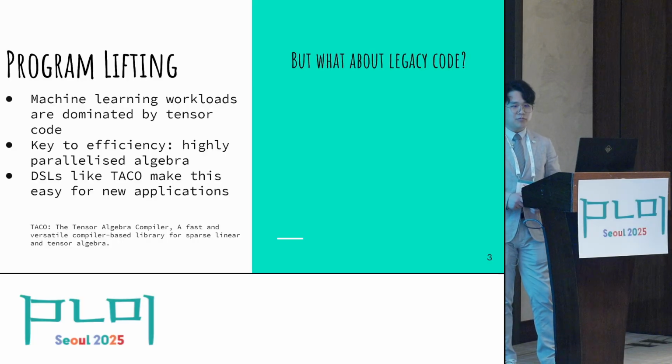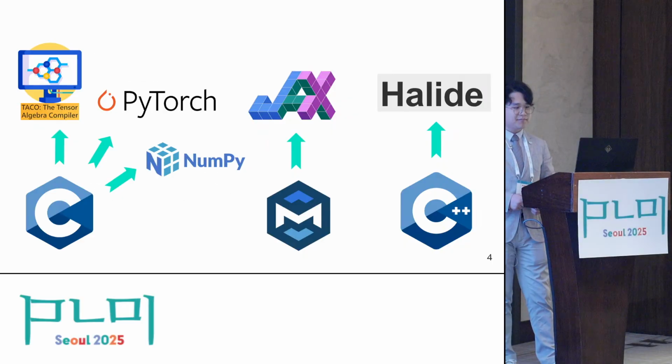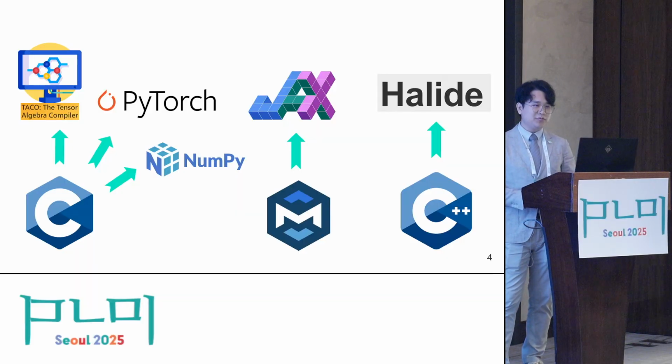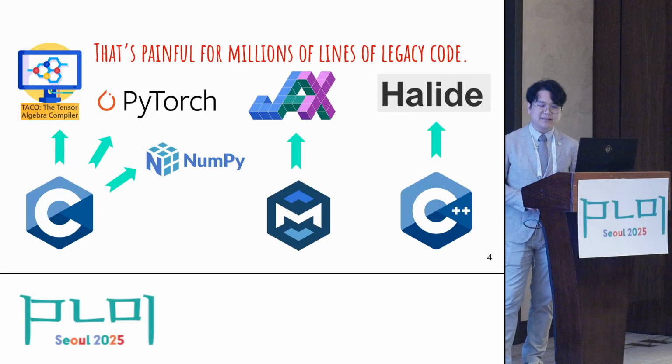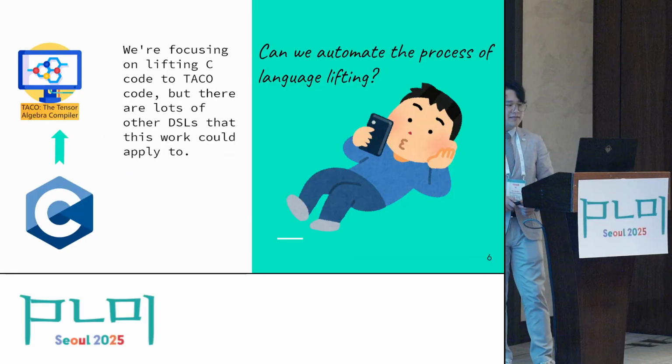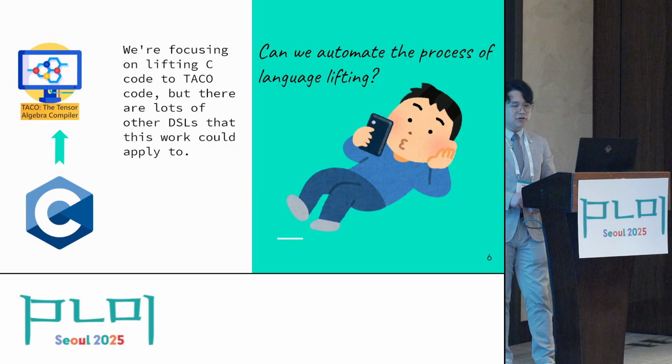Okay, we can now write our new applications with new DSLs, but what about the legacy code? Do we need to manually lift C to Taco or PyTorch or NumPy, or manually rewrite MLIR to JAX, or manually lift C++ to Halide? Do we need to do that? That's painful for millions of lines of legacy code, right? So can we automate the process of language lifting? We're focusing on lifting C code to Taco code, but there are lots of other DSLs that this work could apply to.